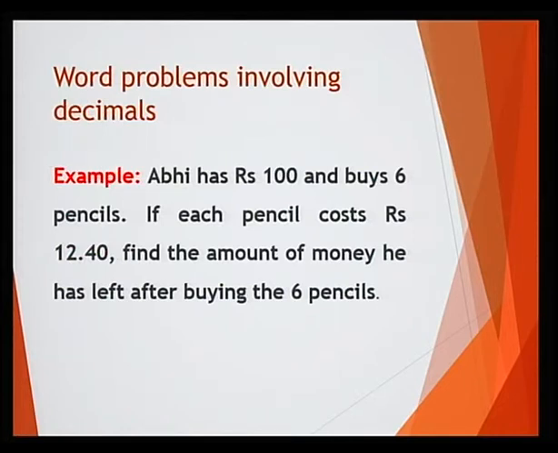Let us consider this word problem. Abhi has 100 rupees and buys 6 pencils. If each pencil costs 12 rupees 40, find the amount of money he has left after buying the 6 pencils. So let us have a look at the solution.